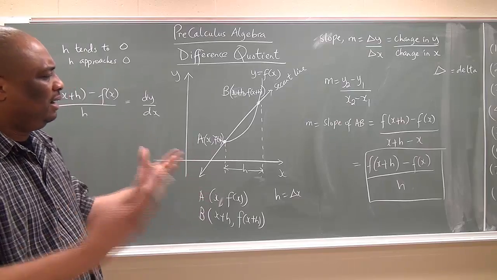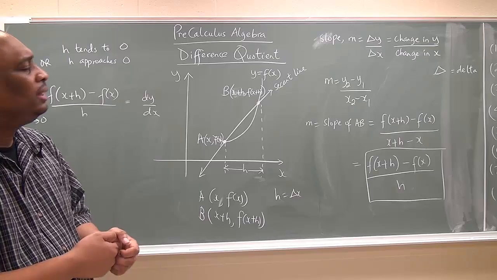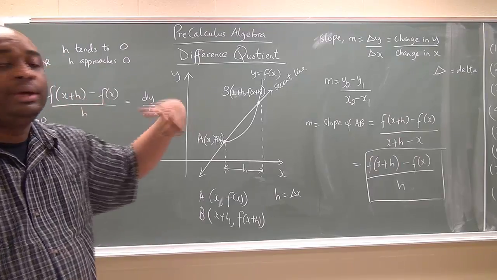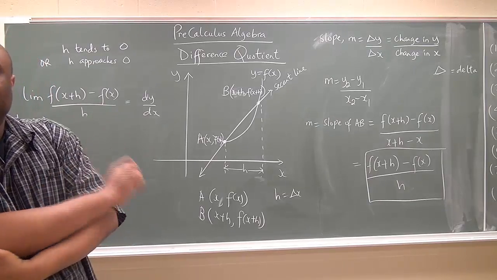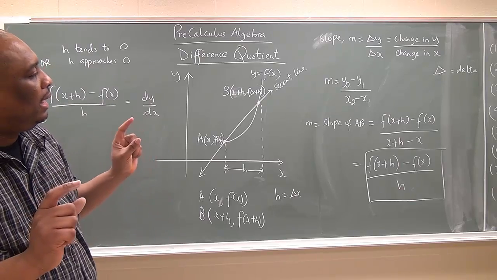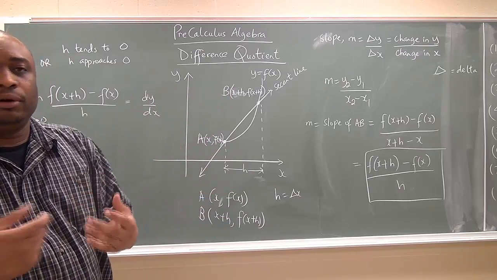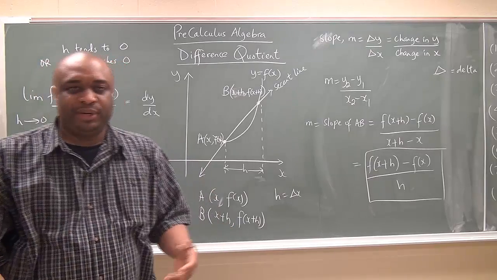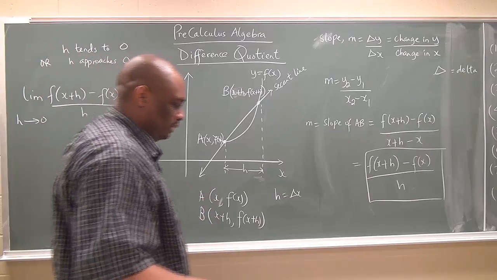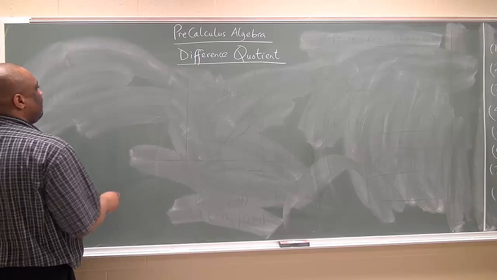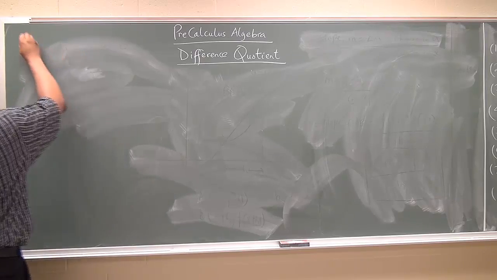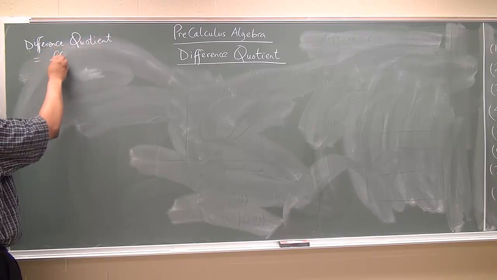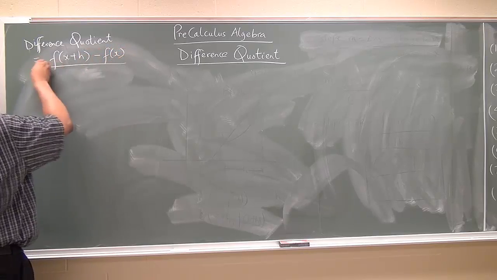So this gives you a variation of the slope formula, and when you find the limit of that slope as h tends to 0, it gives you the definition of your derivative function. And also it prepares you for knowing how to find the derivative of functions from first principle in calculus. So that is basically what the difference quotient is all about. Remember, the difference quotient is f of x plus h minus f of x all over h.